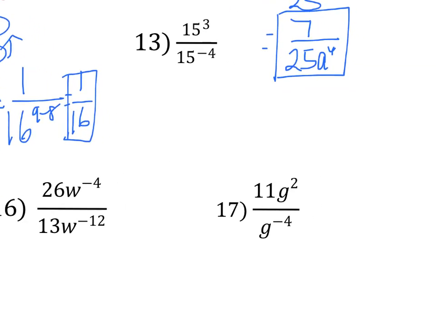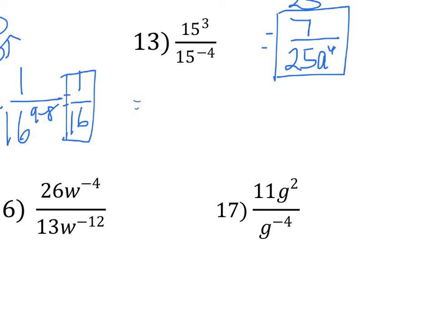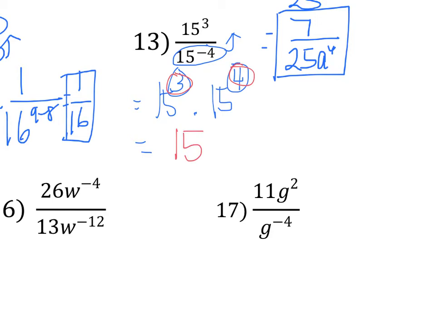Okay, and number 13, we have 15 to the third power in the numerator. It's already positive here, so we'll just leave it there. And then we're going to move 15 to the negative 4 power to the numerator, so that will make the negative 4 a positive. So we can add 3 and 4 together by the product property. Notice that I'm just going to write 15 here. You're not supposed to multiply 15 and 15. You have to keep the base the same. So 3 plus 4 is 7, and your answer would be 15 to the 7th power.